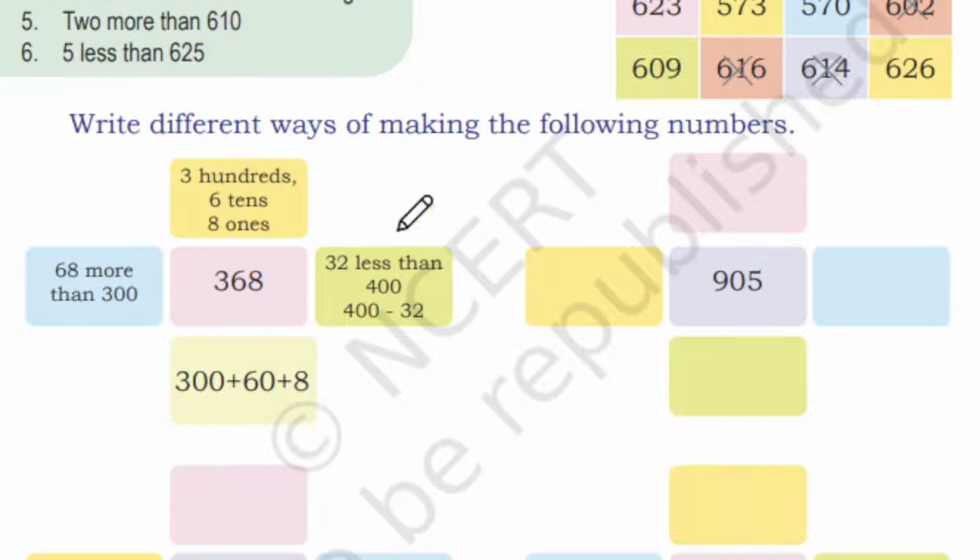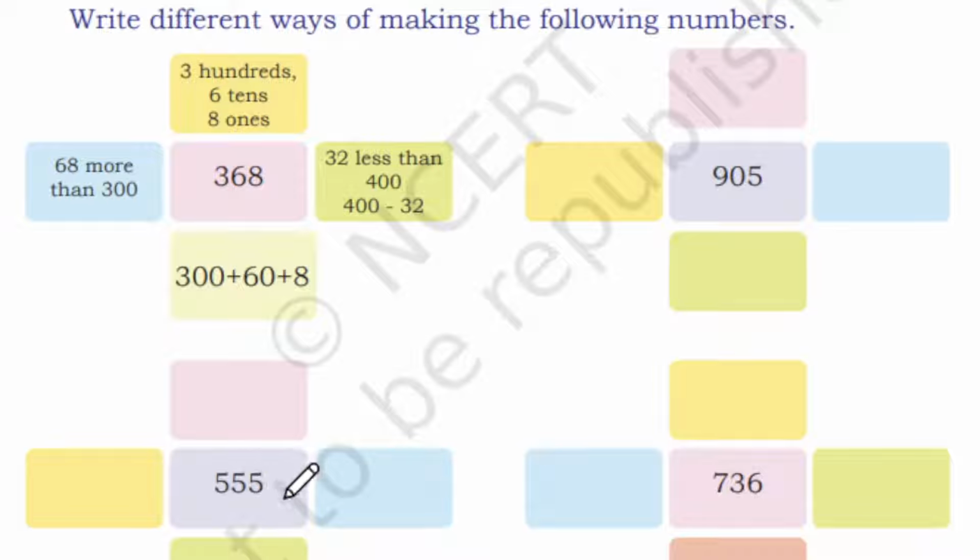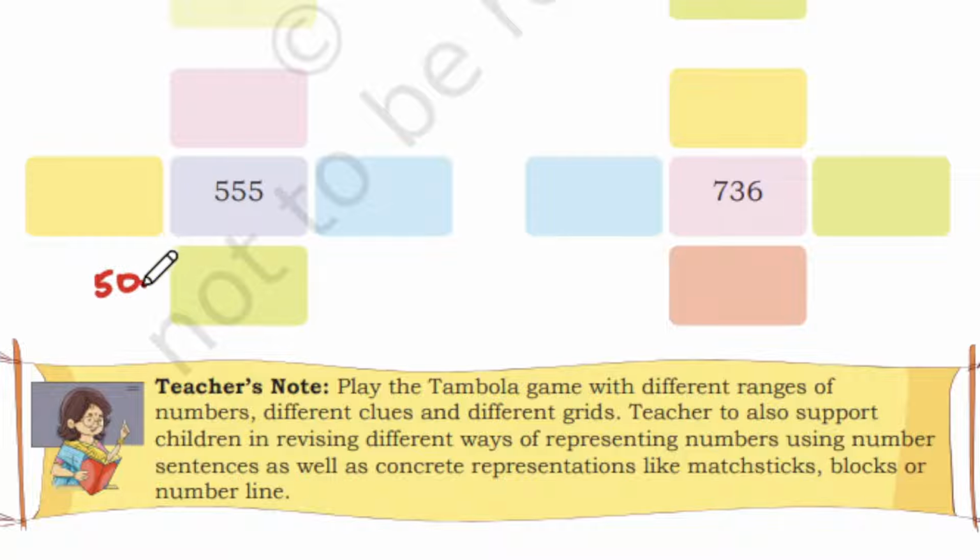Okay, so next one, write different ways of making the following numbers. One example is already given. So 638. You have to make different ways to find this number. For example, we have been given 555. So how can we write 555 in different ways? We can write it with 500: 500 plus 50 plus 5. You can write in this way. And another way, you can write it like 5 hundreds, 5 tens, and 5 ones. You can write in this way also.